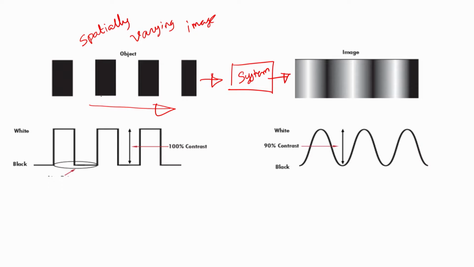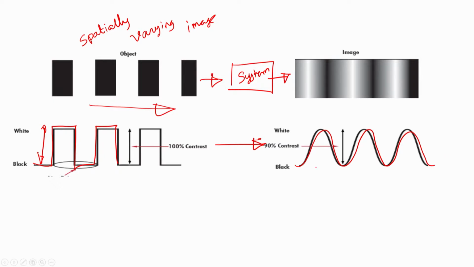The input image, the binary black and white image, is converted into a gray image. If you look at the picture below, the black and white image which has this change in the contrast, this is the black, this is the white, the square grating kind of thing. When this is given to the system, it transforms the image into a sinusoidal gray level image.